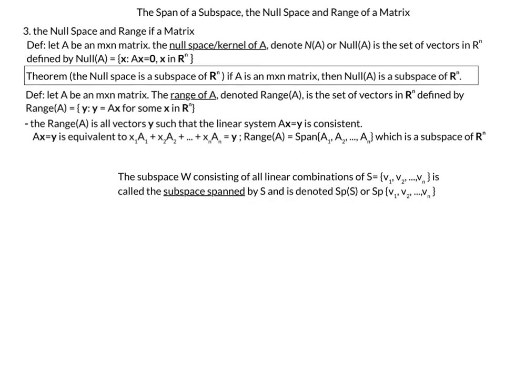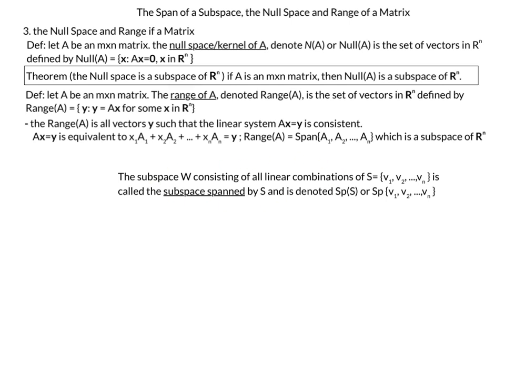Going back to this last statement that the range of A is equal to the span of the column vectors of A, we can look at this definition here: the subspace W consisting of all linear combinations of a set of vectors, which is exactly what the range is. It's a span, or all the linear combinations of this, is called the subspace spanned by S.